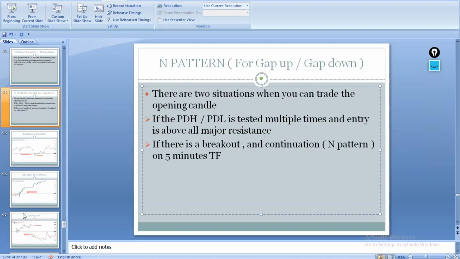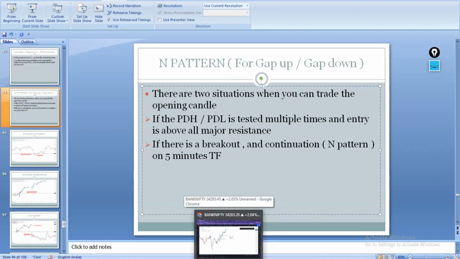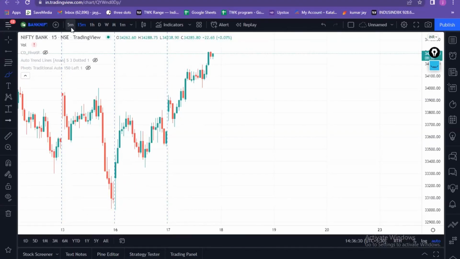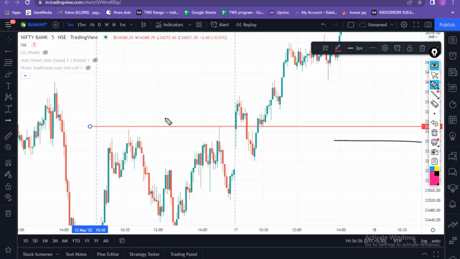Now today, while I am recording this video, it has happened, and this is one trade which I discussed with the learners as well. Let's go and talk about it. Let's go to the 5 minute time frame in Bank Nifty. So guys, this is today's chart of Bank Nifty. If you see, yes, it opened within the range, but the very first candle gave a breakout.